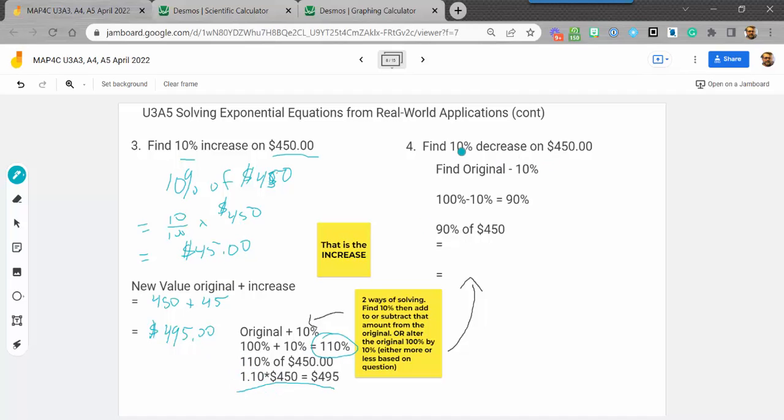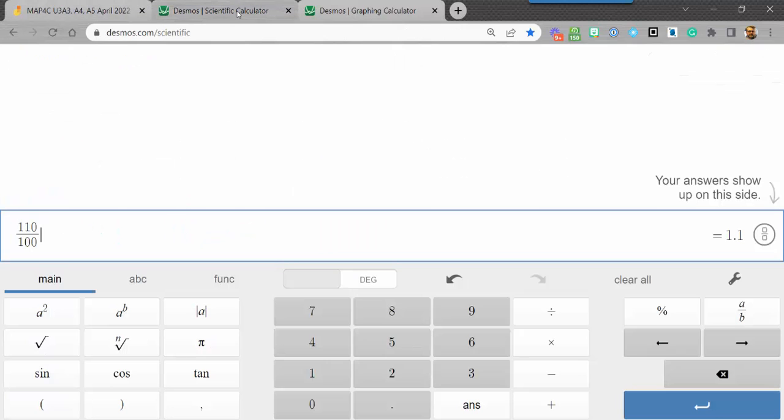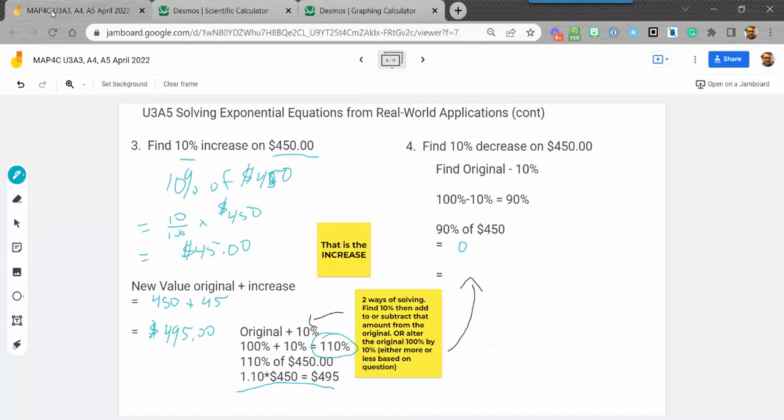The same idea here: if I wanted a decrease, I take the original minus 10%. So 100% minus 10% is, I only want 90% of the 450. So 90% of the 450 becomes, 90% as a decimal, 90 per 100, is 0.9 or 0.90. I like that for the 90. Of means times 450 equals 405.